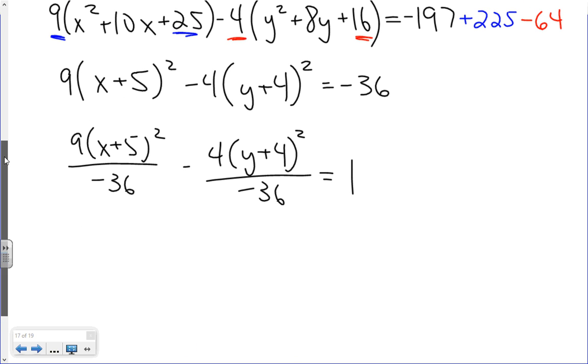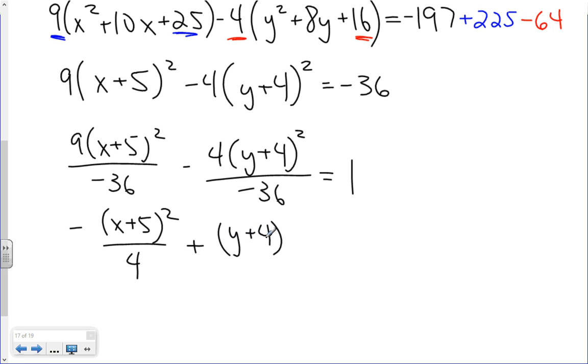All right, when we divide by the negative 36 now, I'll actually simplify here. 9 over 36, that'll give me the same as 1 over 4 when I simplify that. And it's negative now, right? It's a negative x plus 5 squared divided by 4. And this one here, because it's a negative over negative, becomes positive now for the y's. 4 over 36, that's better known as 1 over 9. So I'm going to write that as y plus 4 squared divided by 9 is equal to 1.